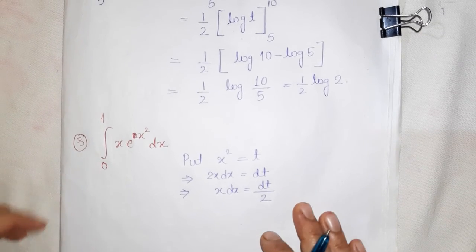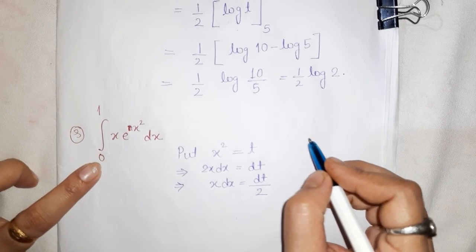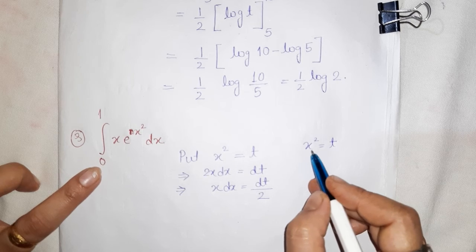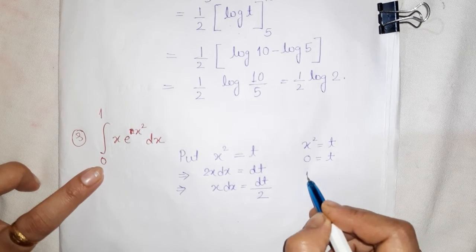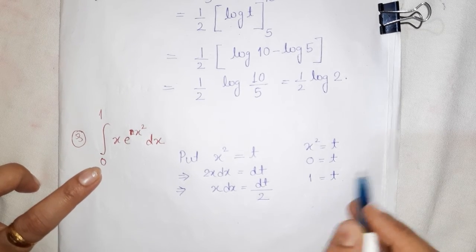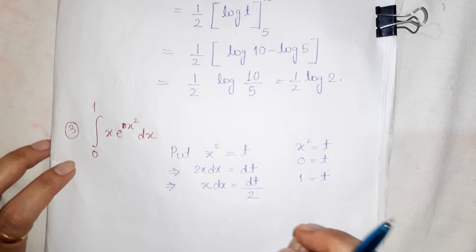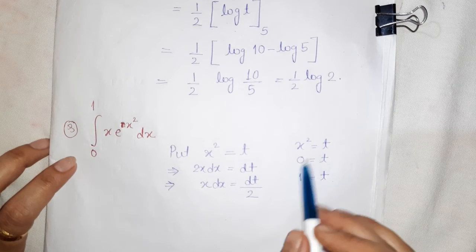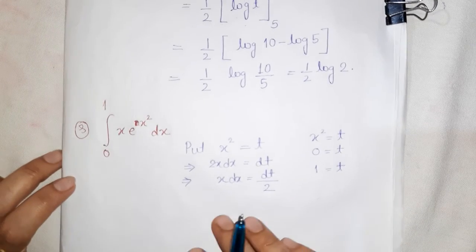And now check the limit also. If we put x square equals t, then 0 remains 0 for t, and if you put 1, again it is 1. In this case the limit did not change, but you have to check it or find it out. In the previous question we saw that the limit changed, here it did not change, so the limit of t will be from 0 to 1.